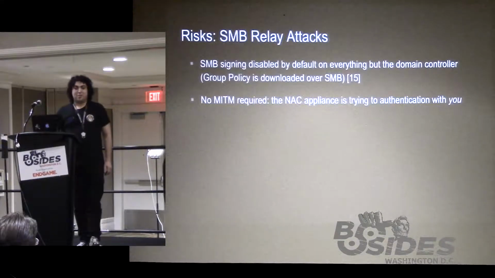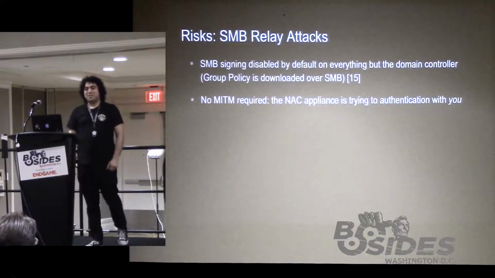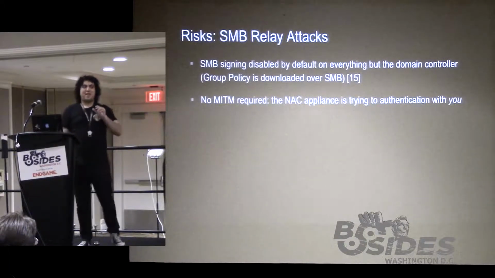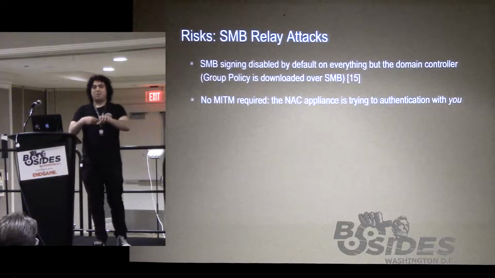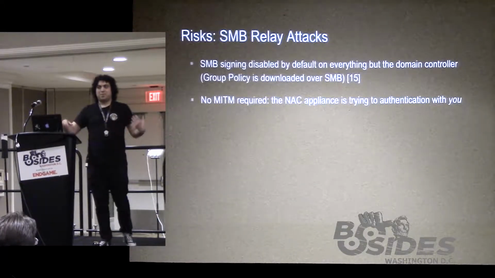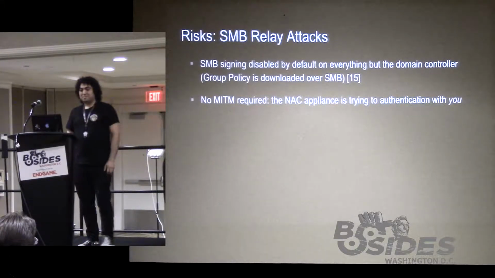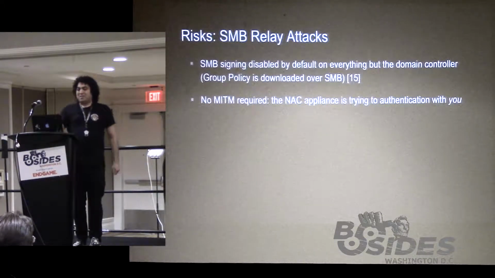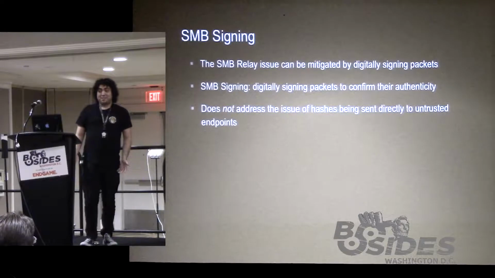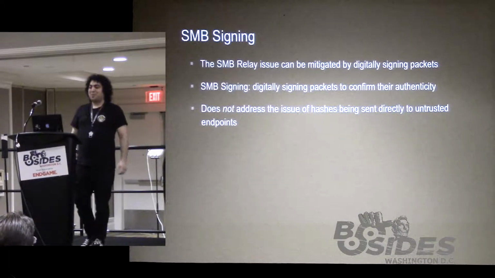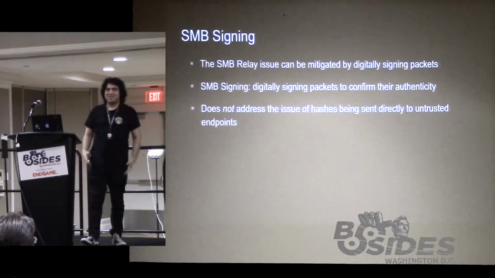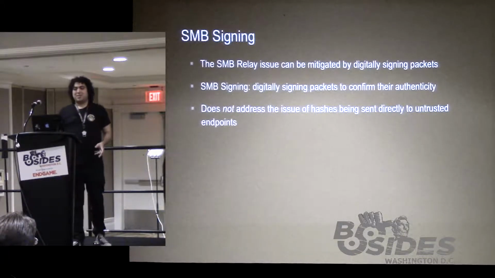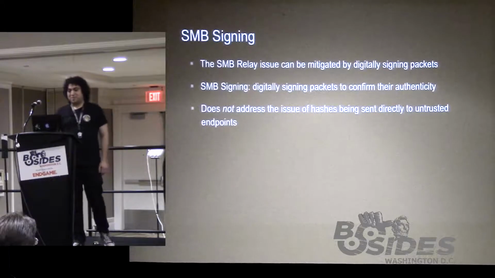So of course, the first risk that comes to mind is using something like Impacket or Responder to perform SMB relay attacks, where you just add something to the network, wait for this thing to authenticate with you, relay the authentication attempt to something else, and pivot into it. And actually, you don't need a man in the middle there because the NAC appliance is trying to authenticate with you. Of course, you can mitigate this fairly easily by enabling SMB signing. Although it's worth mentioning that SMB signing is usually disabled by default on everything but the domain controller. But this doesn't really address the issue of hashes being sent directly to untrusted endpoints.